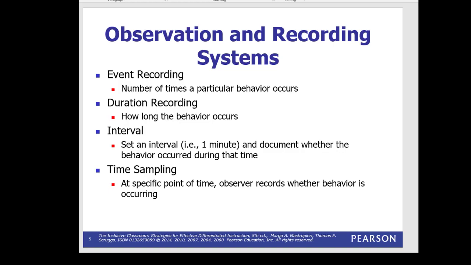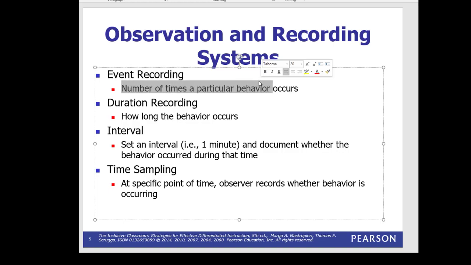So here we have some examples. I'll just go through these relatively quickly. Event recording is sometimes called frequency recording. It's the number of times a particular behavior occurs. So let's say you do a 30-minute observation. Your event recording would just be a tally mark. 3 times, 4 times, 8 times, however many it is.